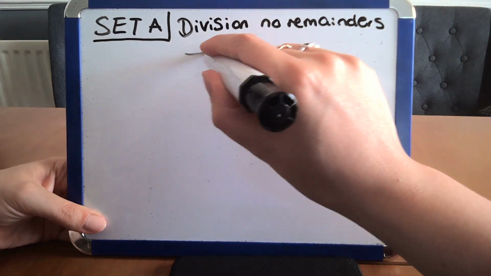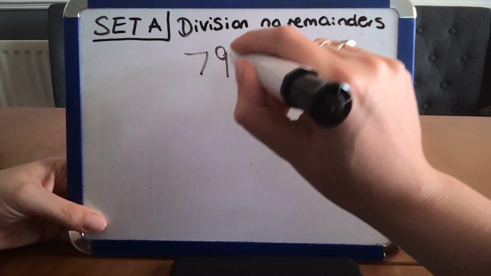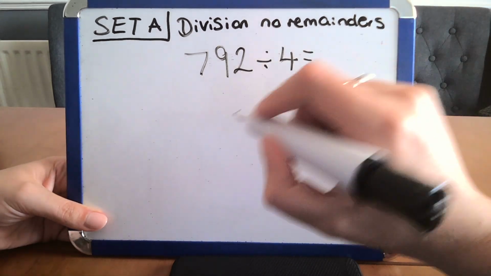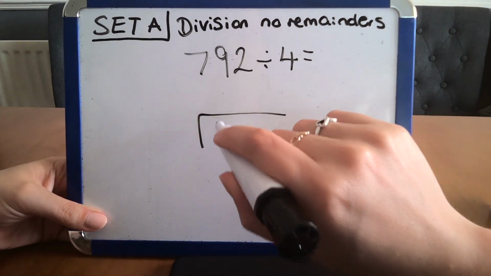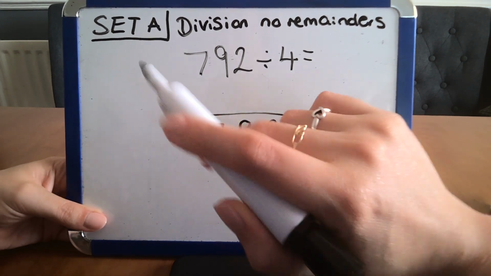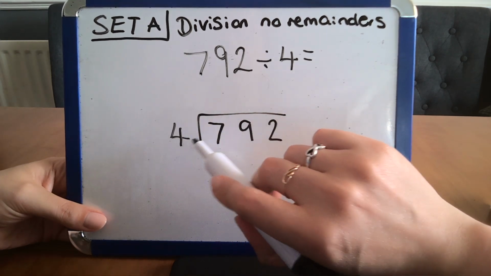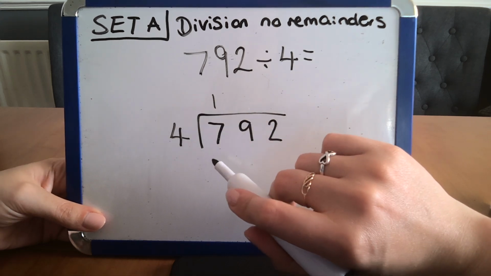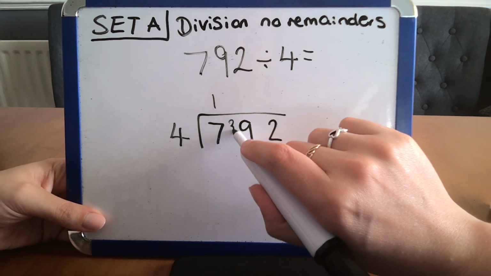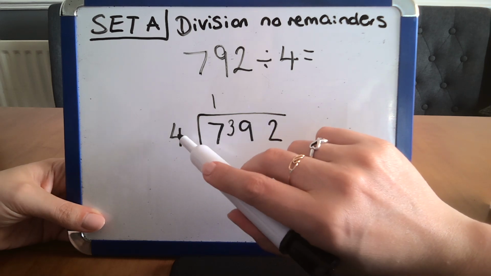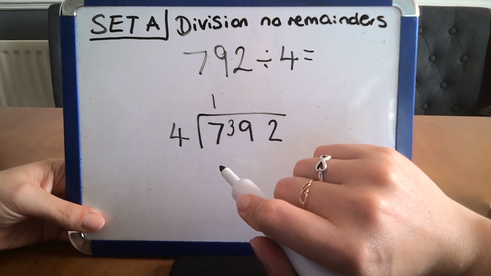The last question for set A is 792 divided by 4. Draw a bus stop. 4 goes on the outside. How many 4s go into 7? 1, with how many left over? 3, making this number 39. How many 4s go into 39?